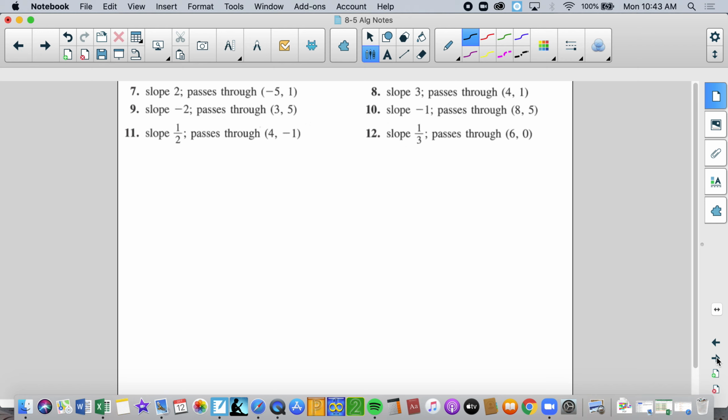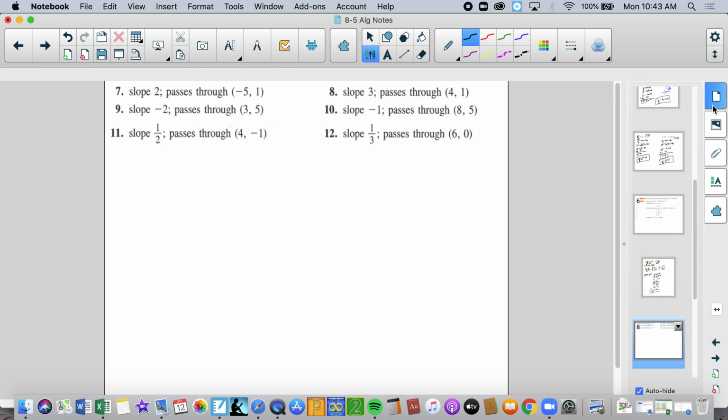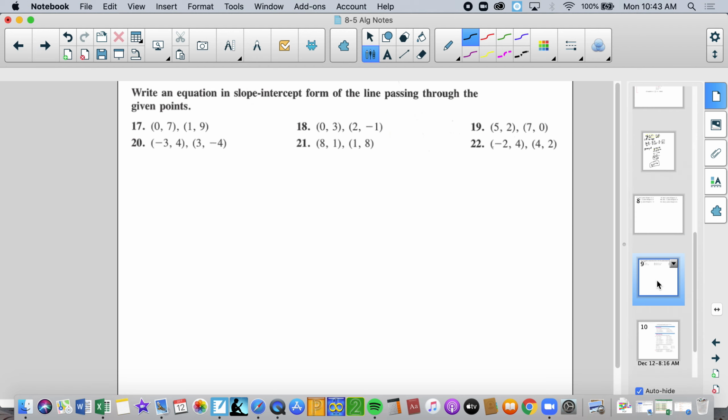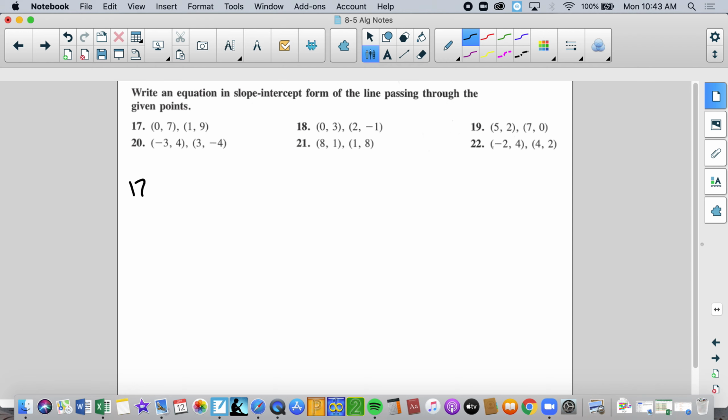Let's make it correct. Let's take this and move it up there. All right, so we're given 2 points. Let's try number 17. Pause your video. Try with the points (0, 7) and (1, 9). And tell me what an equation in slope-intercept form is that contains those points. When you're ready, restart the video.